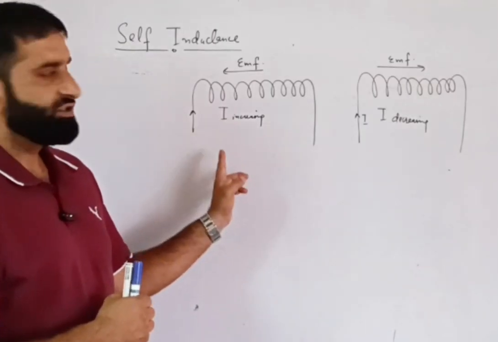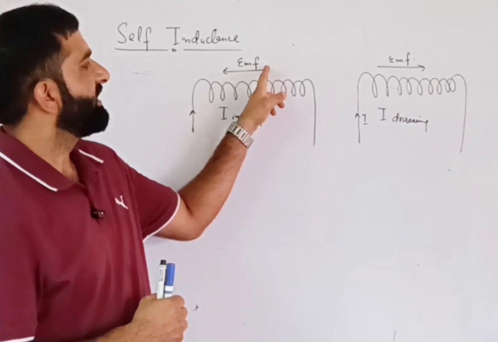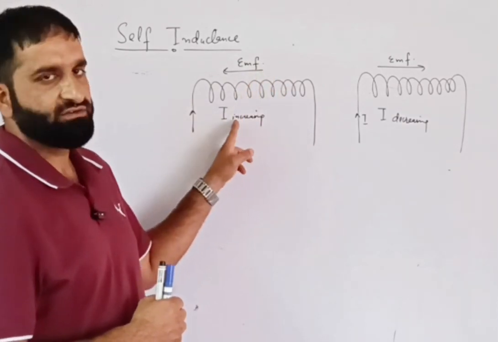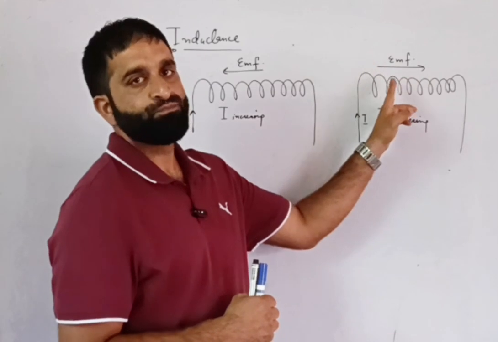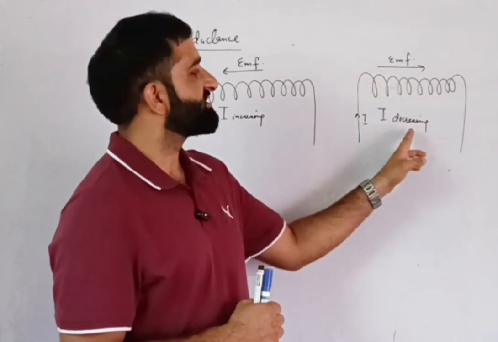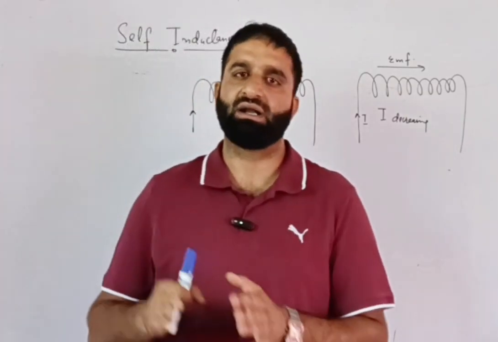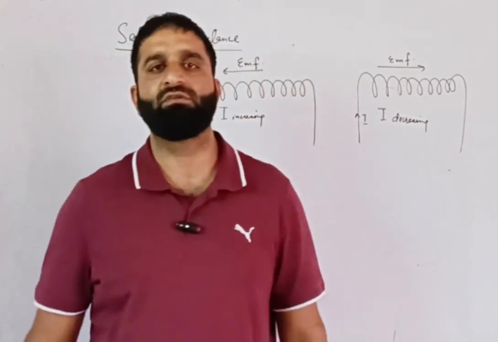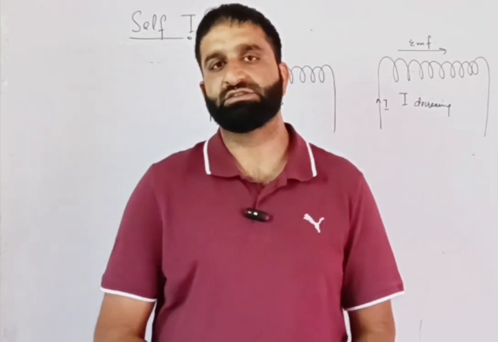In case number 1, we see that the current is increasing, so a back EMF is produced in this coil that opposes the increasing current. In this case, the current is decreasing, so a back EMF is produced in this coil to oppose this decreasing current. And this property by which the coil opposes the change in current, either decrease or increase, by inducing an EMF in the same coil, is called self-inductance.